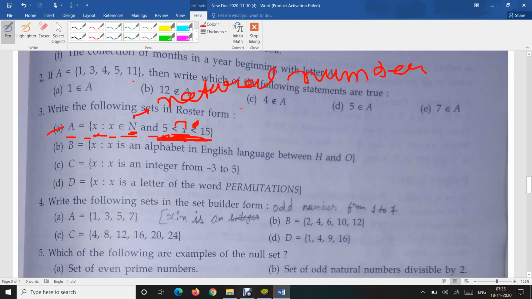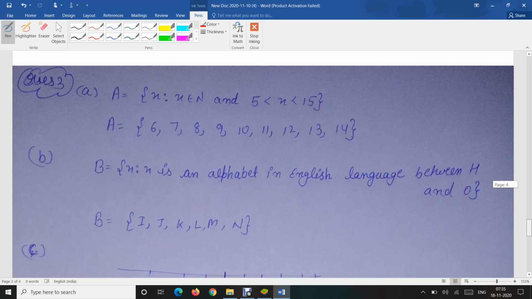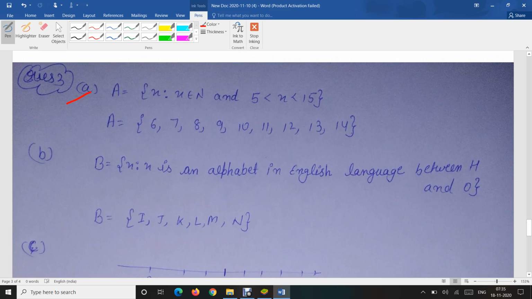So how can we write? First of all, this is the set builder form. This statement is given in the set builder form. So we have to convert this set builder form into the roster form. How can we write this set builder form in the roster form? See the solution of this question. Here we have question number 3 part A, which is A is equal to the set of all x such that x belongs to natural numbers and x is greater than 5 and less than 15.